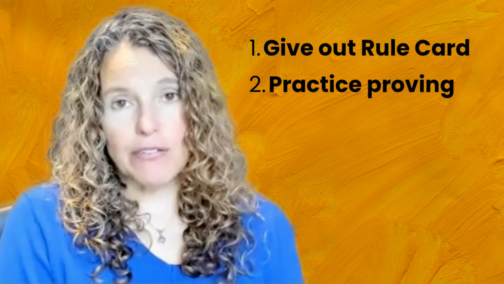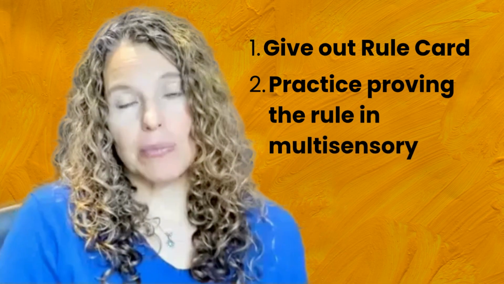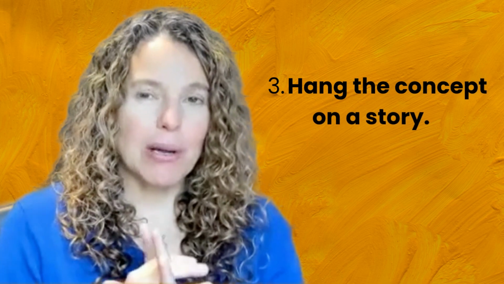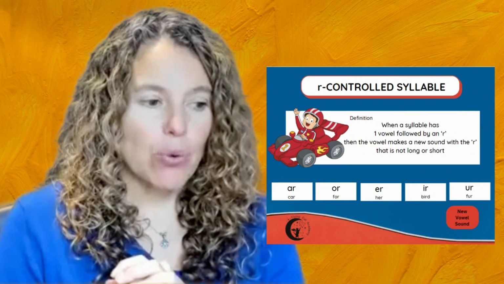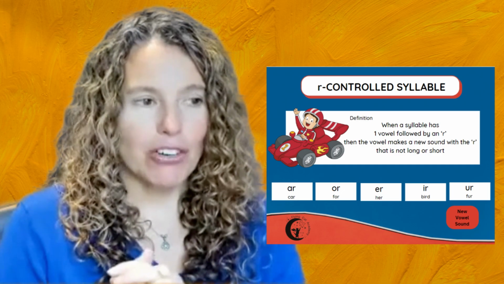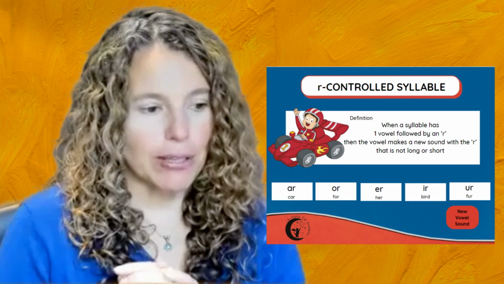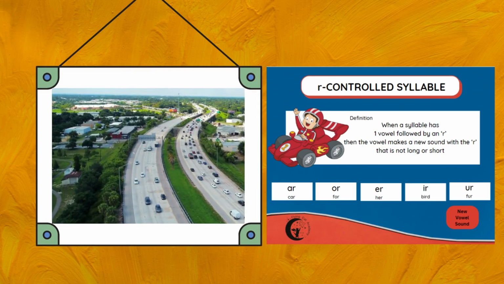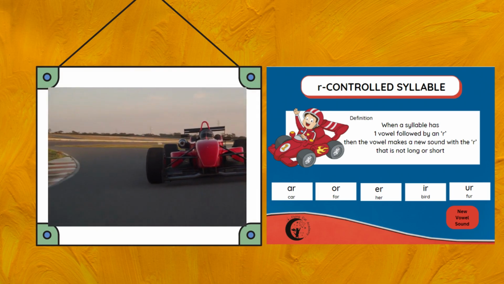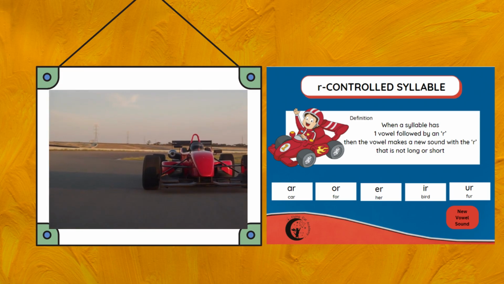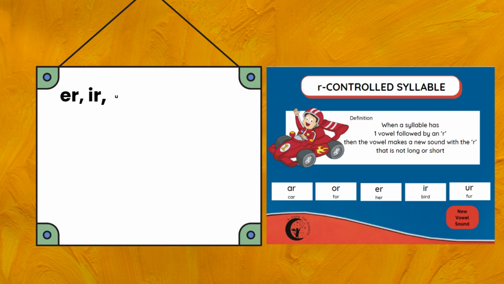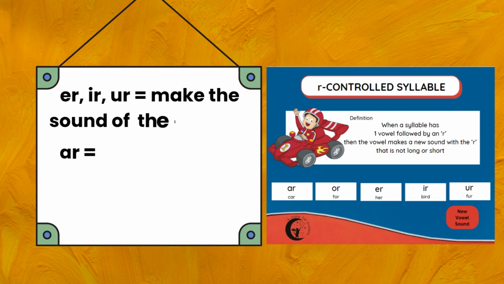Once you've given out the rule card and practiced working with the definition by proving what is an R-controlled syllable type versus a different syllable type, then we're going to hang this concept on a story. And I'll pull up the definition rule card here. You'll see that on this card, there's a picture of a child in a red race car. We're going to say that imagine that R is a race car and the vowels are just regular old cars. The R race car is much more powerful than the other vowels, so it's in charge. The R car revs its engine and shouts its name, R. So it's either going to make its sound or it's going to shout its name, R.